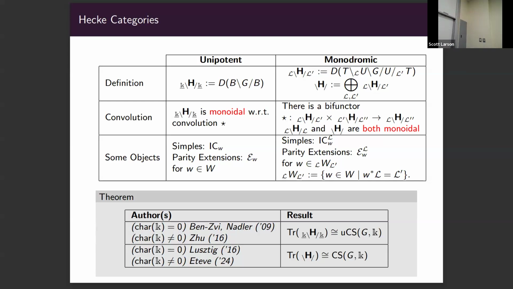And what we're imposing is that we want to look at the subset of elements who, when we pull back along the monodromy parameter, we get the other one. And so the only things that are going to be supported in this monodromic Hecke category are the ones that take L to L prime under the Weyl action. So it's a lot smaller.